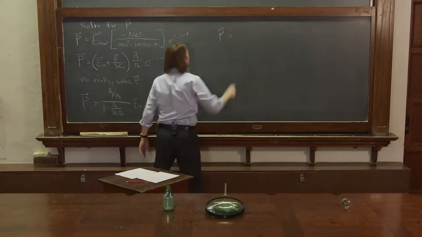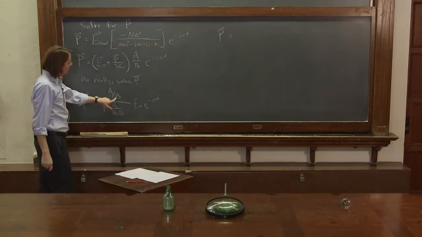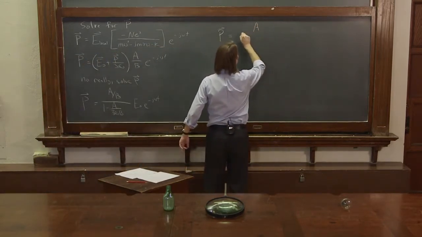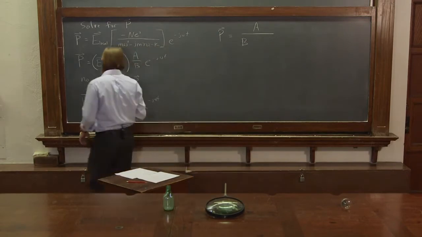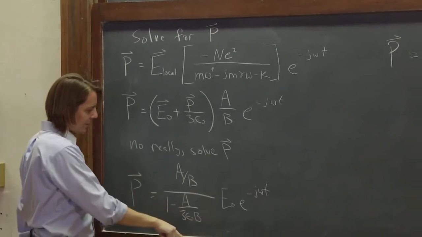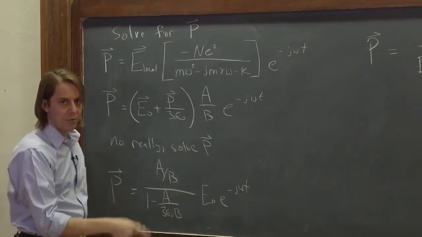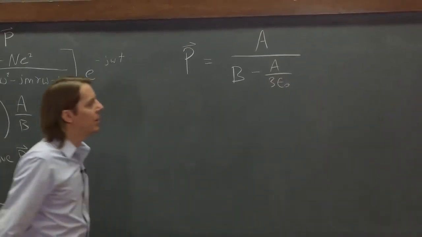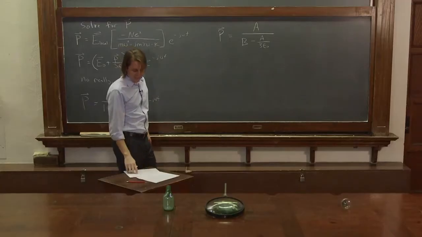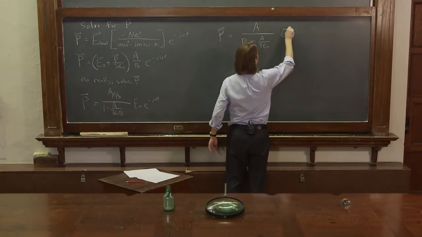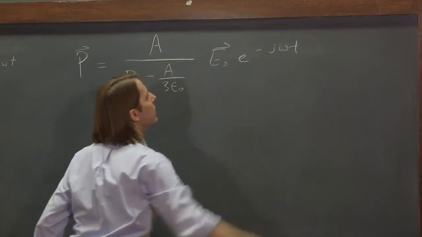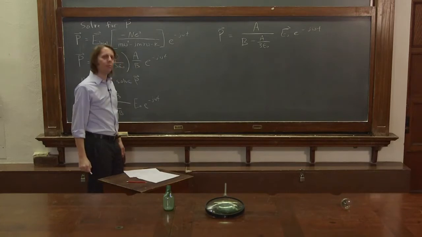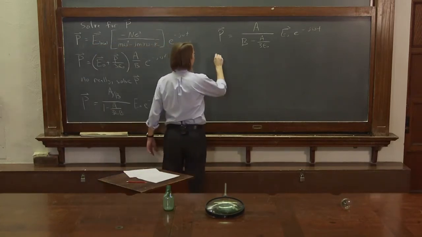P is polarization of the material, and the main simplification is to bring this B down. So it's going to be equal to A over B, and when you bring that B down, there's B there, and then that cancels that B, so B minus A over 3 epsilon naught, and we still have E naught e to the minus J omega T. All right, now we're getting there. And now let's put A and B back in to really get P.